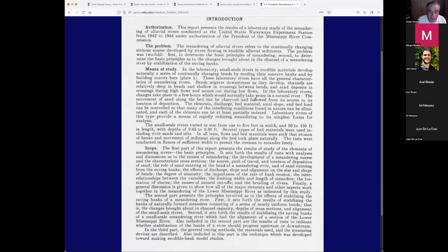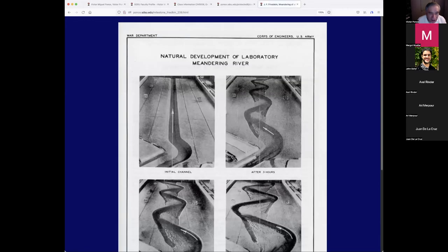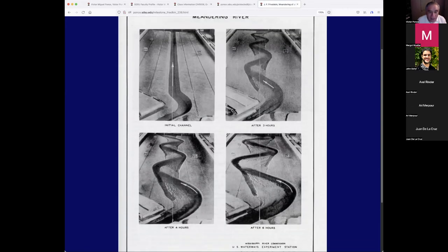So they have a laboratory, the scope. He refers to the scope, and then he shows the graphs. What he's basically saying at this point is that they tried in the laboratory channel initially to work with small scale models. That's exactly what they did. Like at Colorado State in the 1950s, this was done in the early 40s, and they put a straight channel in there and let it go to see what happens.